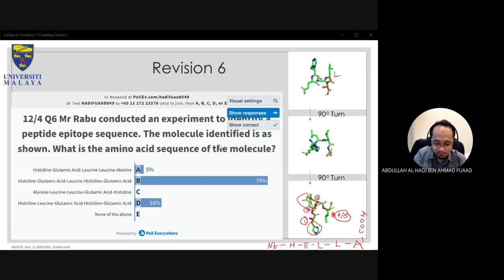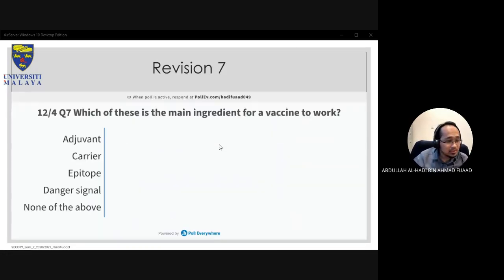And then D is also wrong because there's two glutamic acids, and it's written there that glutamic acid is at the C terminal, while if you look at the first picture at the very top, it's not a glutamic acid. Okay, all right, so that one is number 6.